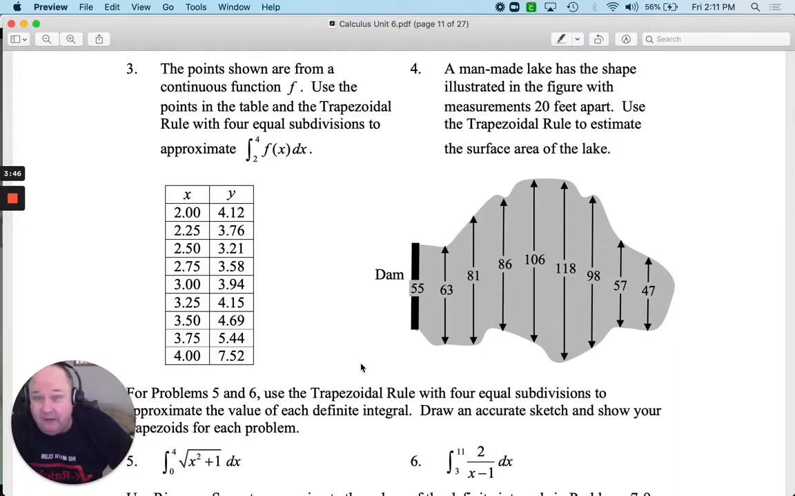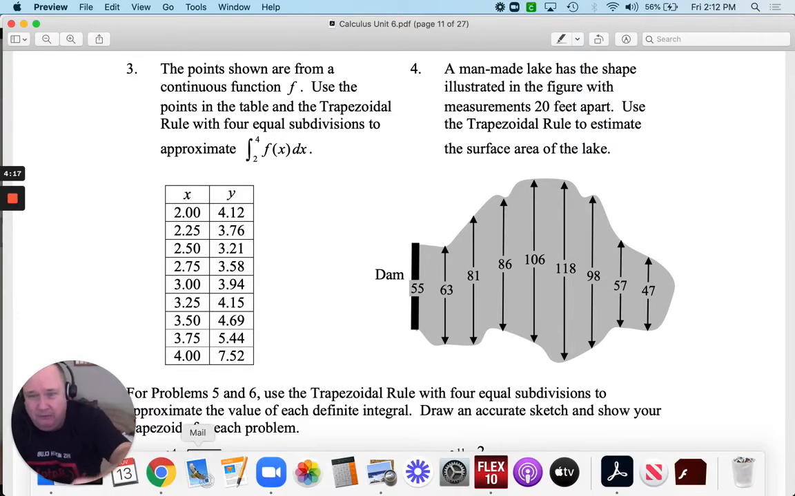So the first height is right there, 4.12. And then I'm going to double at 0.5. That's 3.21. I'm going to double the next 0.5, which is 3.94. And then I'm going to double again, 4.69. And then the last height, which is at 4, it's a single one. It's not shared. So once you get used to the pattern, it's pretty simple.